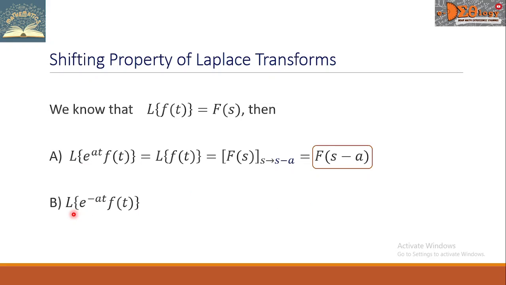What about the Laplace transform of the function e raised to negative at times f of t? First step, we evaluate the Laplace transform of this function f of t. The result is a function capital F with respect to s. From here, we will do the shifting. From s, we will shift into s plus a, or we say that we evaluate the function with respect to s plus a. Again, the a here is the coefficient of this negative t in the exponent of e.